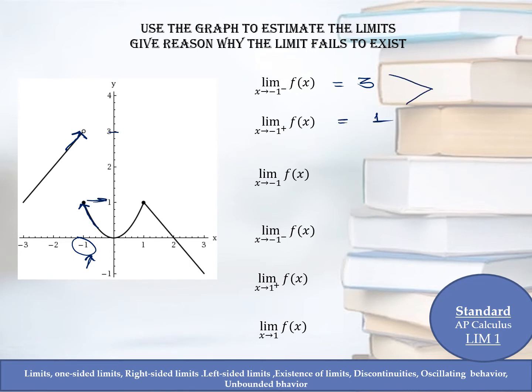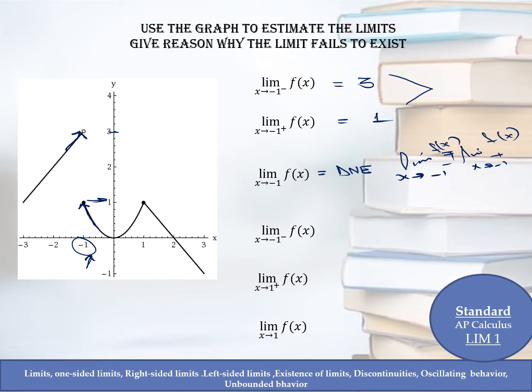Are these points equal? No, they are not equal and their height is not equal. They are not meeting at the same point. So we will say that limit x approaches to -1 from both sides does not exist. The reason is that limit x approaches to -1 from the left side is not equal to limit x approaches to -1 from the right hand side.